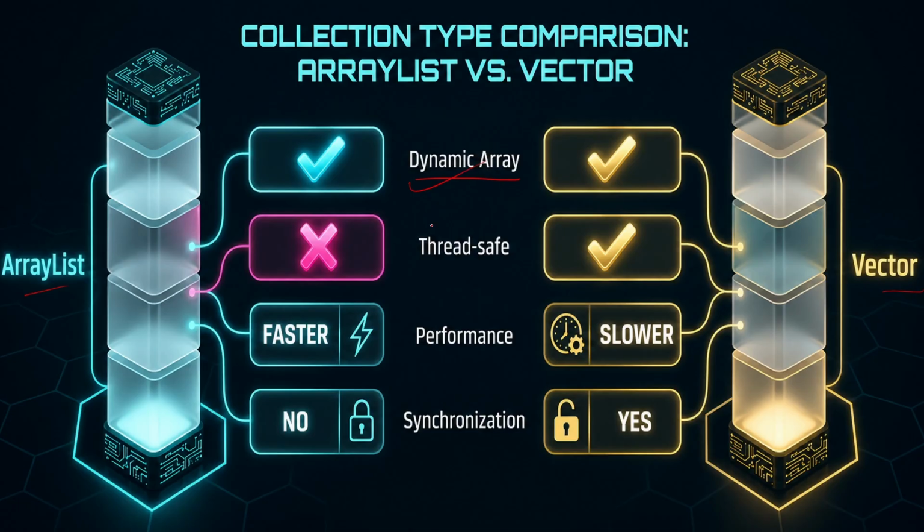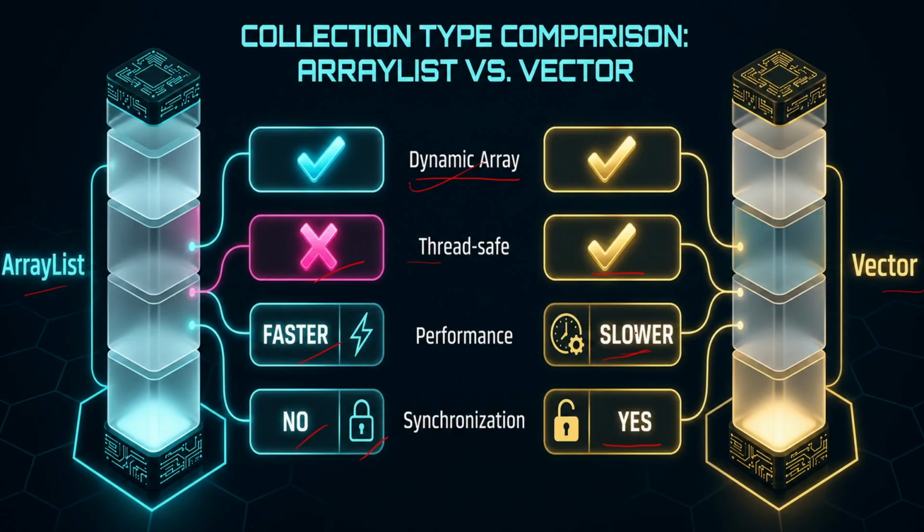ArrayList is not synchronized, whereas Vector is synchronized, that is, thread safe. So Vector is thread safe and ArrayList is not thread safe. And since ArrayList is not thread safe, it will be faster in performance. And since Vector is thread safe, why slower? It will be slower in performance.